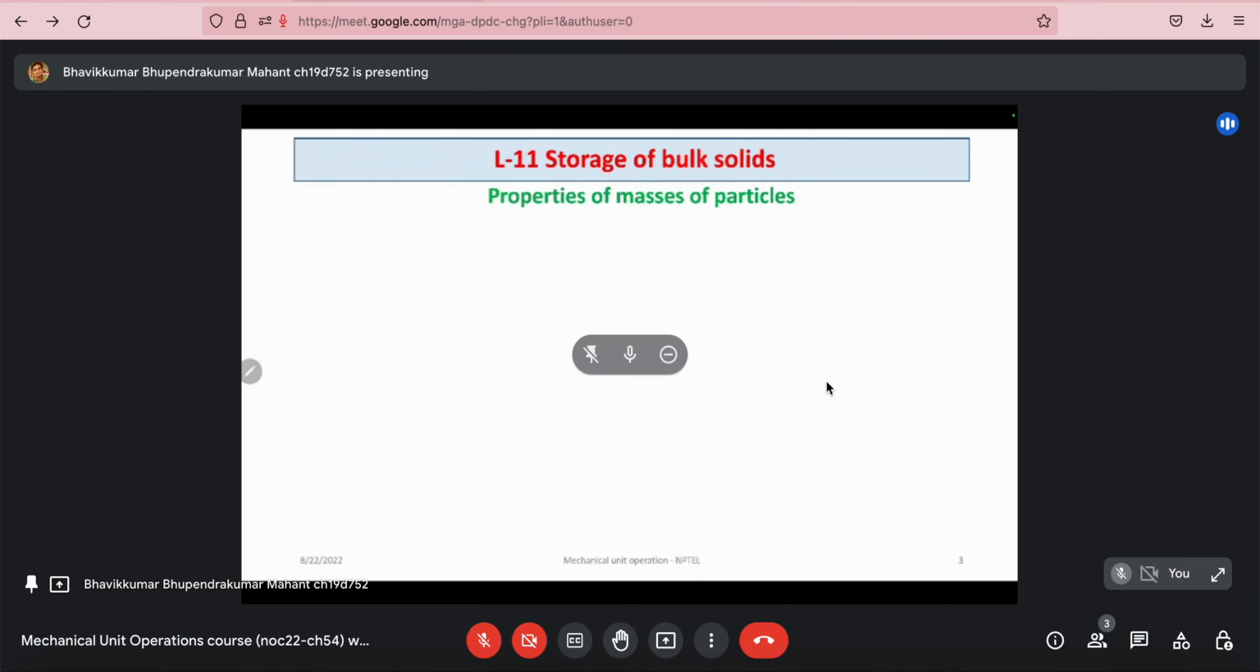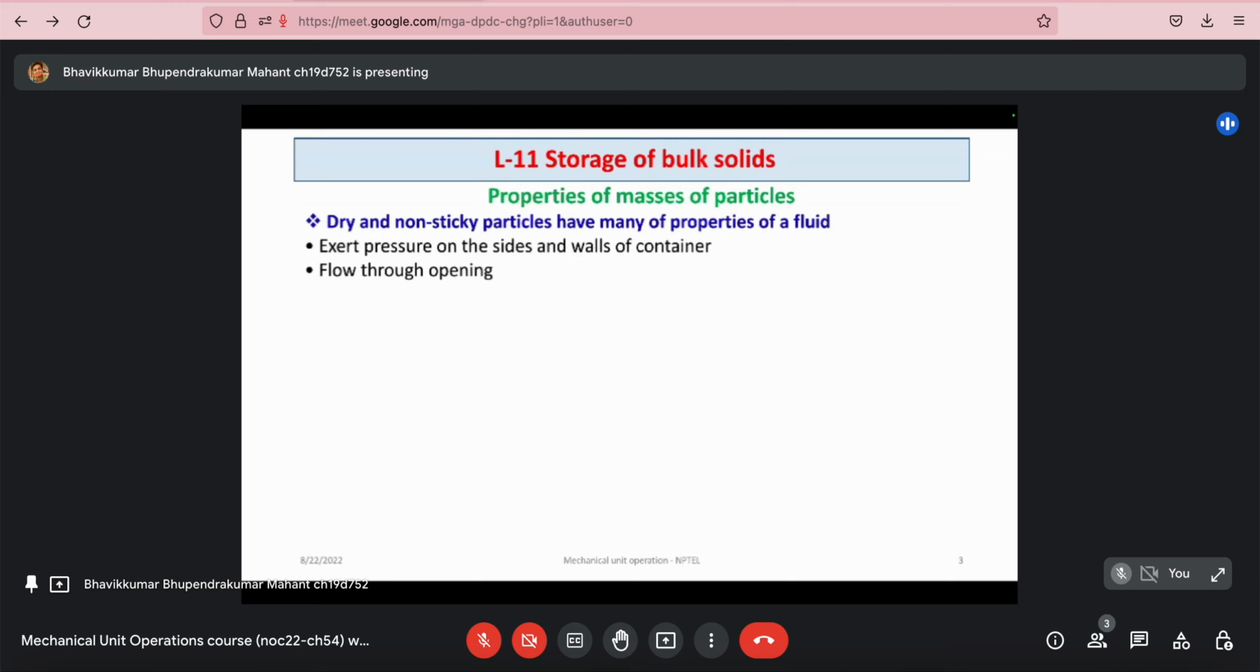So first we start with the properties, the properties of masses of particles. If we discuss the properties of fluid, they are totally different from the properties of solids. When we think about dry and non-sticky particles of solids, they have many properties of fluid, like exerting pressure on the sides and walls of the containers. If we are dealing with dry and non-sticky solids, there are chances that pressure will be exerted on the sides and walls of the container. It can flow through an opening.